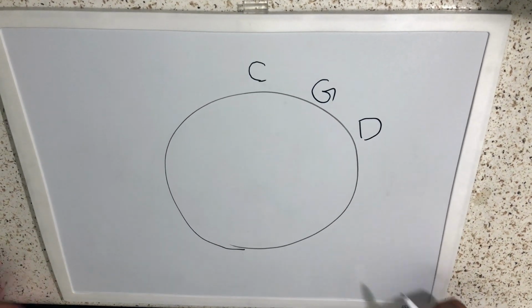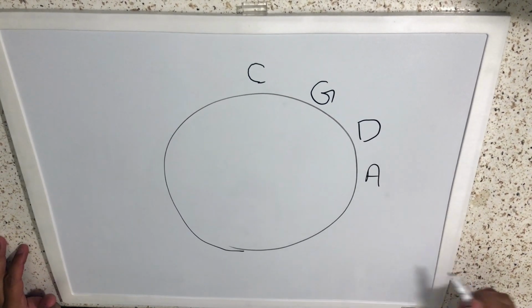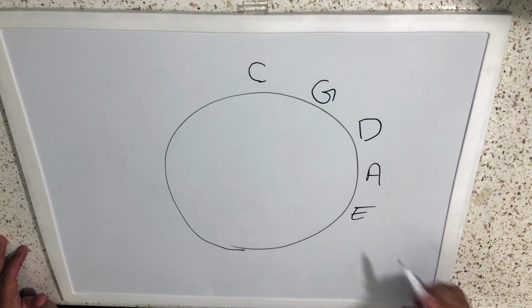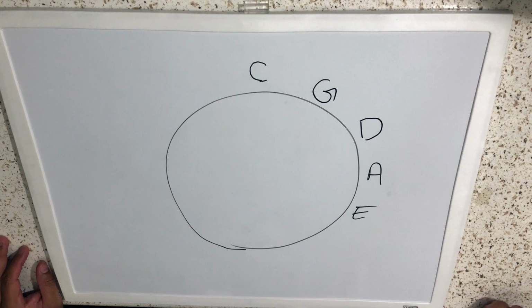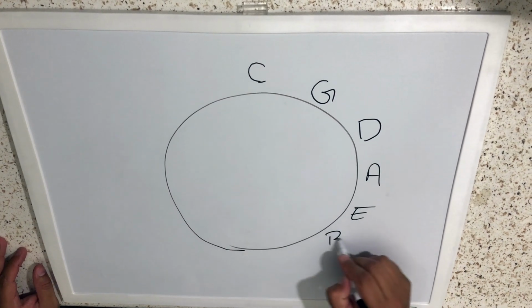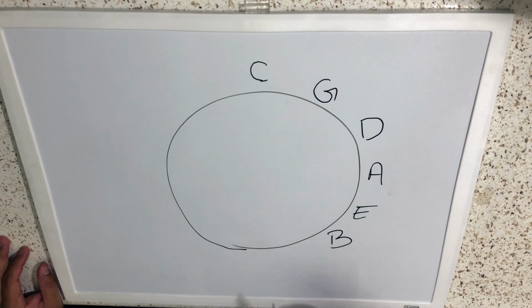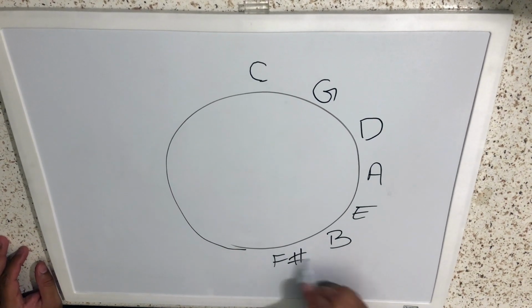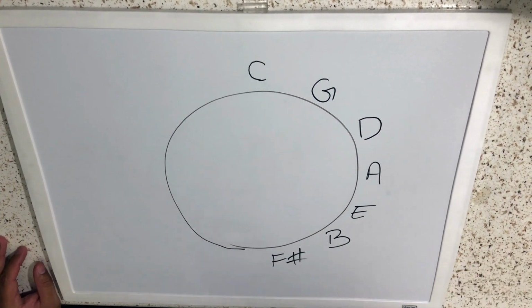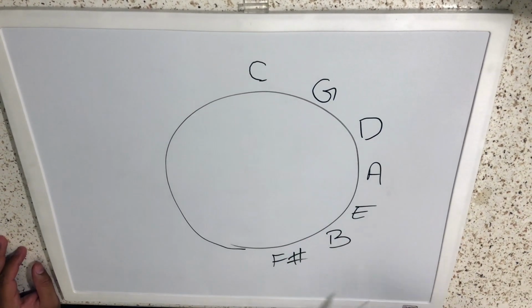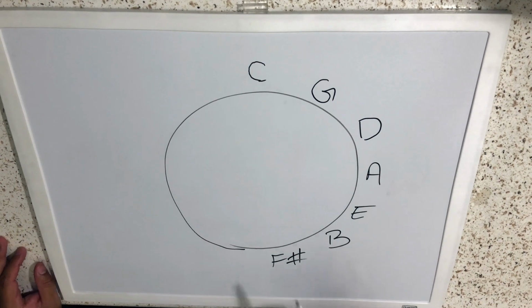The 5th of D is A. The 5th of A is E. The 5th of E is B. And the 5th of B, we have what we call an F sharp. And that right there is the circle of fifths. Clockwise, this way, is the circle of fifths.